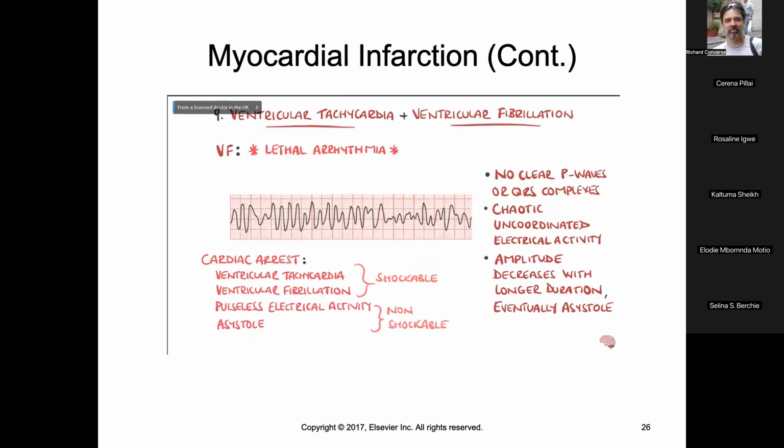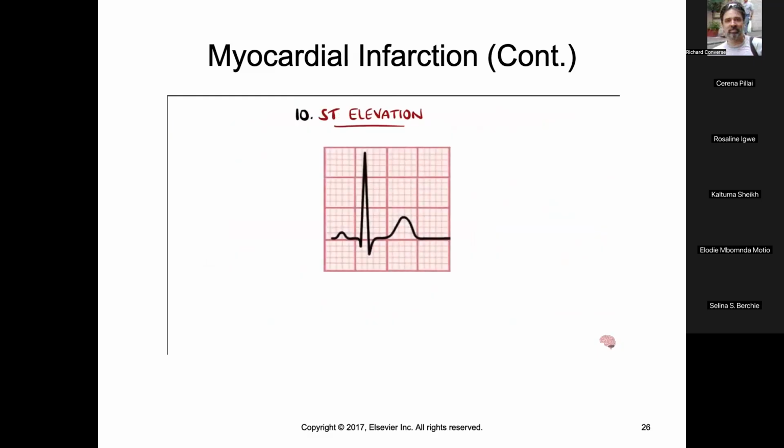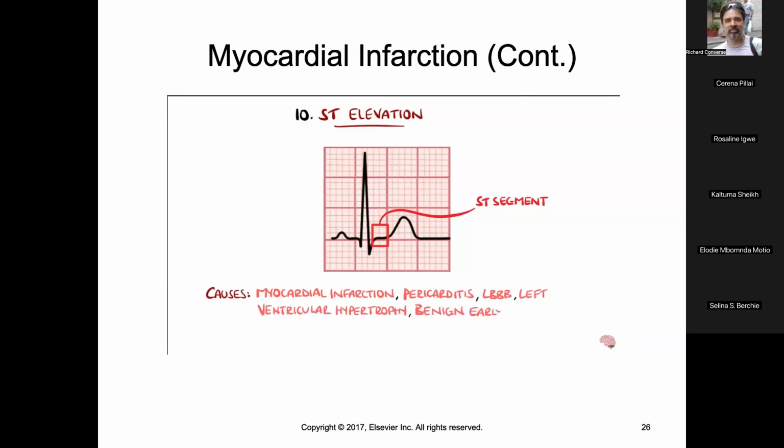and asystole. Number 10 is one of the most famous ECG abnormalities, ST elevation. Although not an arrhythmia, it is an important ECG feature. On the ECG, this is the portion between the end of the S wave and the beginning of the T wave. Acute myocardial infarction is largely the most significant cause. However, there can be many other causes too, including pericarditis, left bundle branch block, left ventricular hypertrophy, and even a normal finding, such as in benign early repolarization.